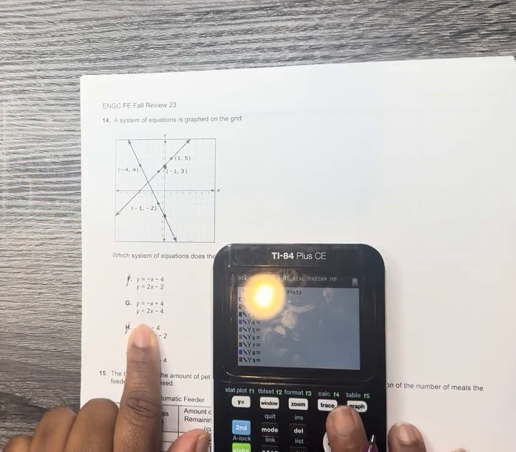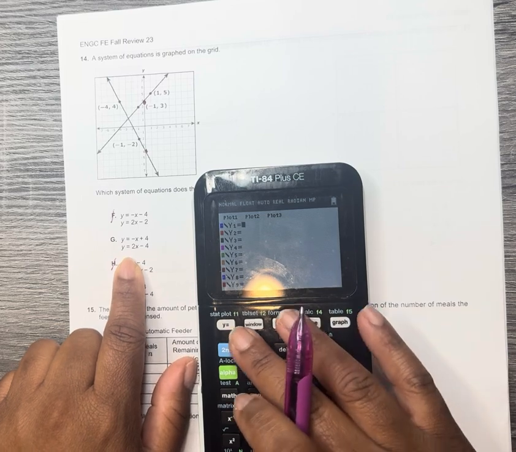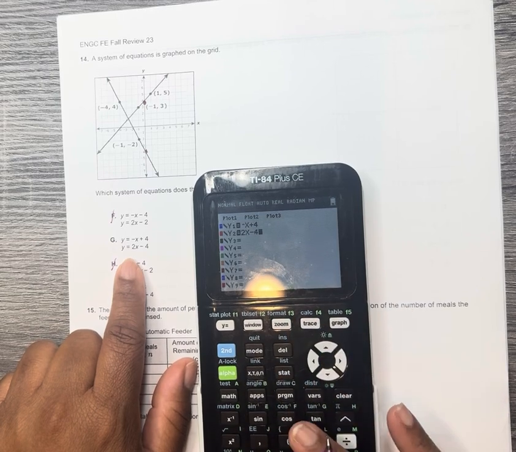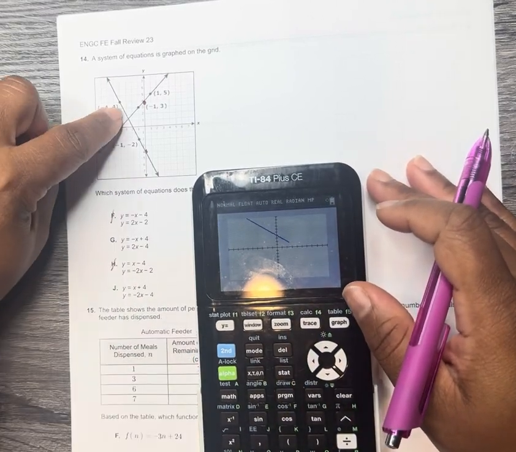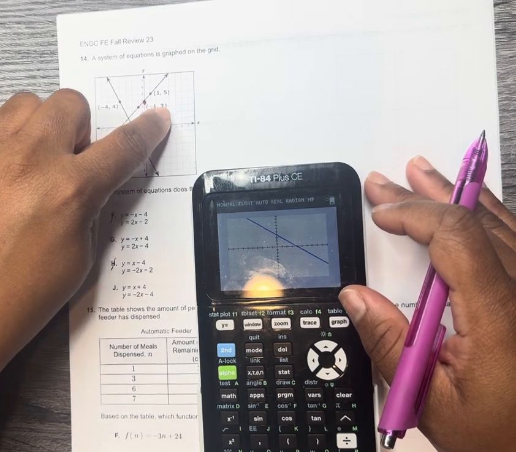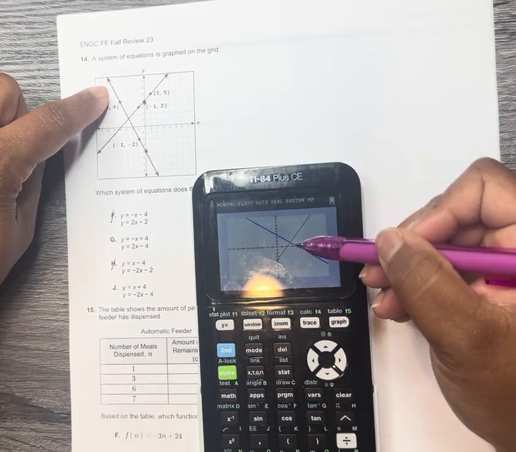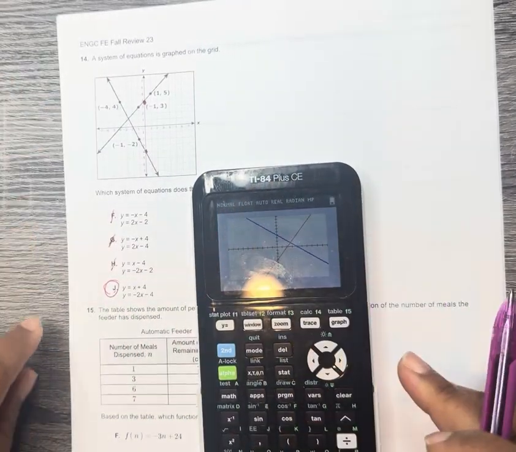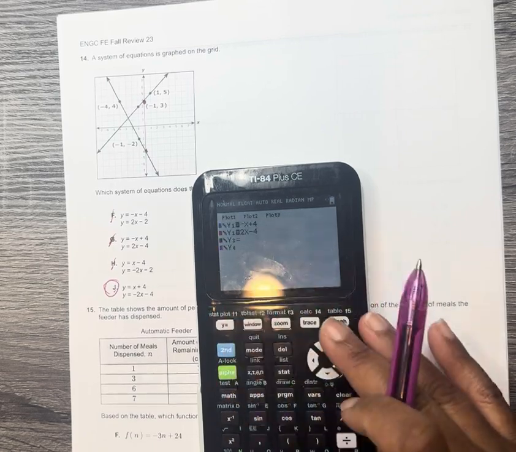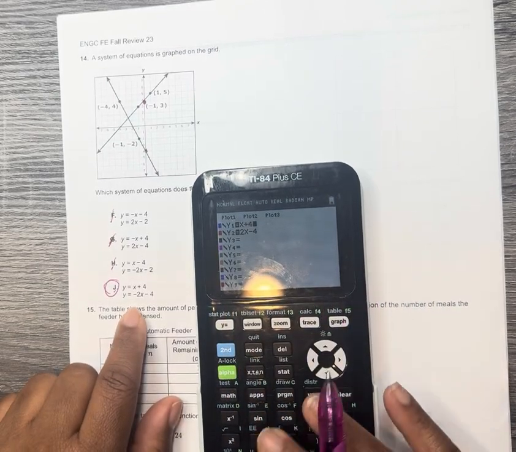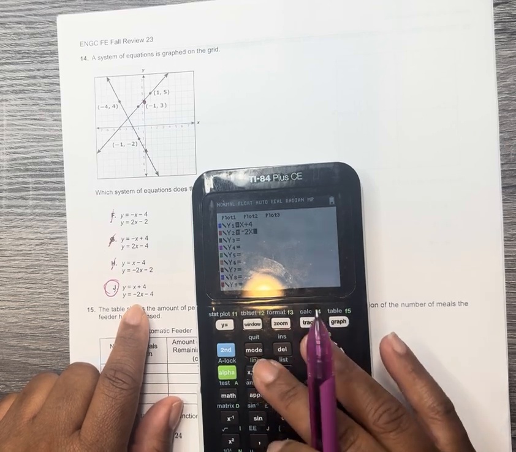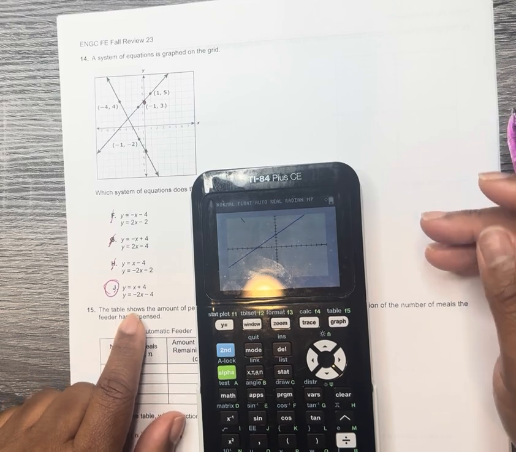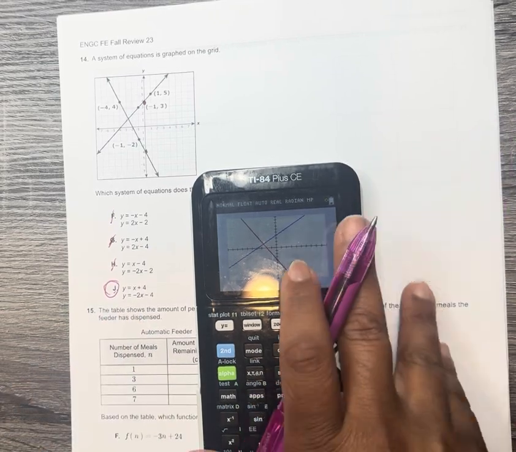So I'm going to take G here and put it in my calculator. So that'll be -x plus 4. And then 2x minus 4. Press graph. And notice how we're looking for an intersection over here in this left side. And right here, an intersection is on the right side. So this is not it. It's got to be J. We can prove that by just plugging it in the calculator, x plus 4. And then here is -2x minus 4. Press graph. And it confirms that it's J.